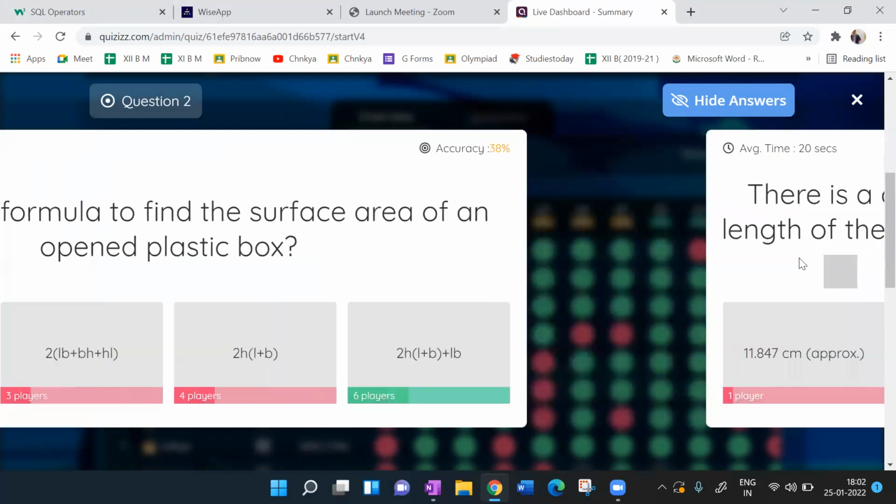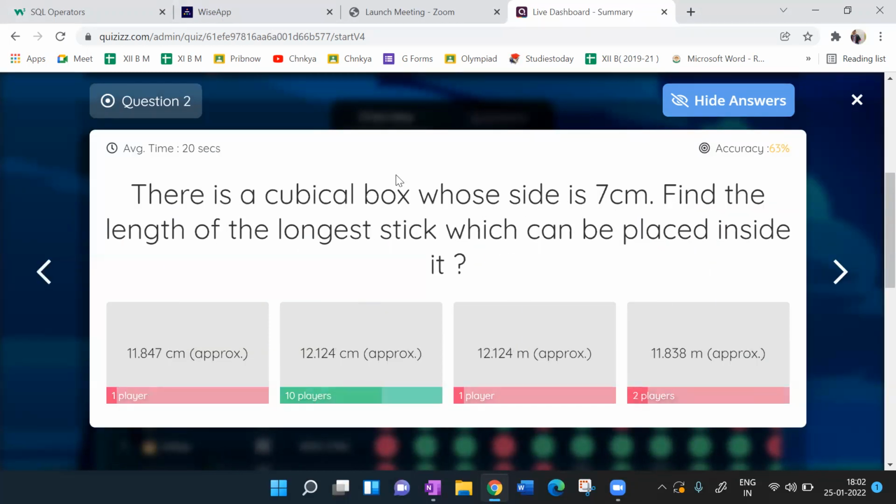Next, there is a cubical box whose side is 7 centimeters. Find the length of the longest stick which can be placed inside it. Yes, sir, by mistake I did meters instead of centimeters. Any doubts in this question? No doubt, sir. 7 root 3.